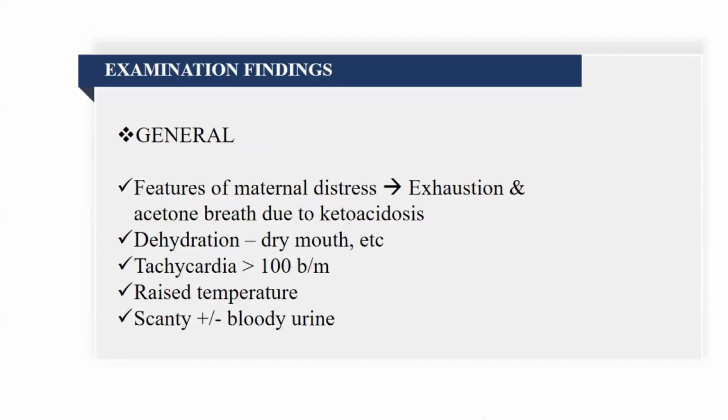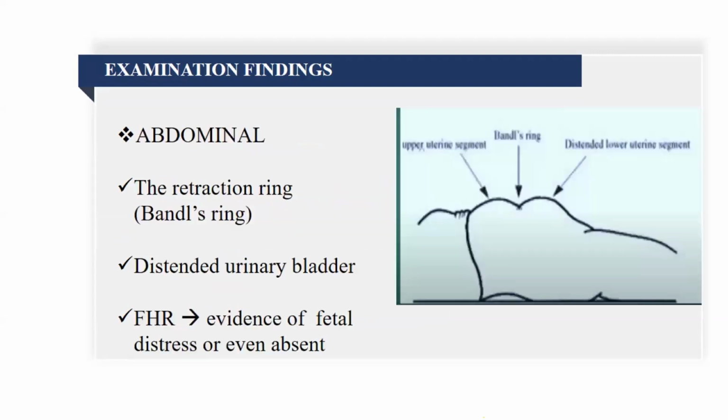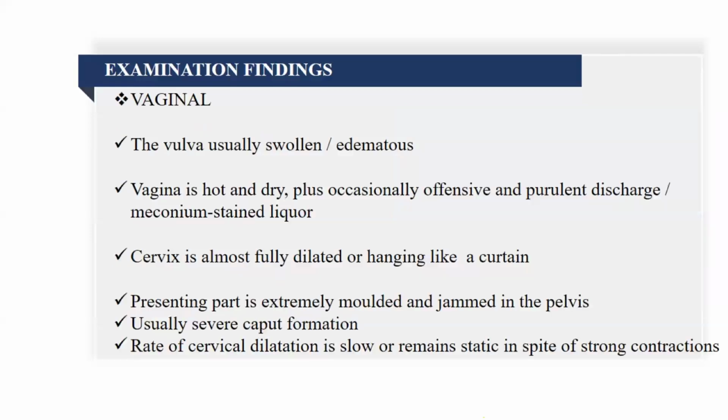So general examination findings. There are features of maternal exhaustion, maternal distress, which includes exhaustion and acetone breath, like we explained earlier. There's dehydration, dry mouth and oral mucosa, and then tachycardia, pulse beats in excess of 100 beats per minute, raised temperature, scanty urine or bloody urine. Then on the abdominal exam, Bandl's ring is seen, the retraction ring, like we explained earlier, is seen on the abdomen, which is a very late sign. And then the urinary bladder is distended. And when you auscultate for the fetal heart, it's possible that you may not hear the fetal heart at all, or the baby will be in distress.